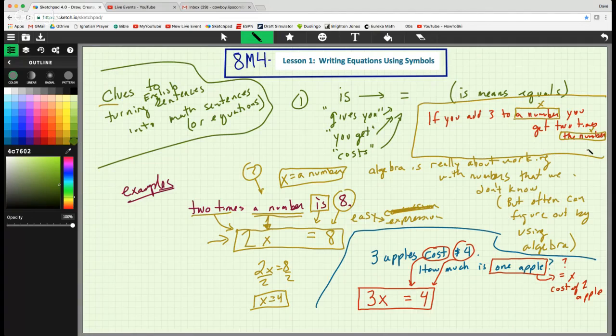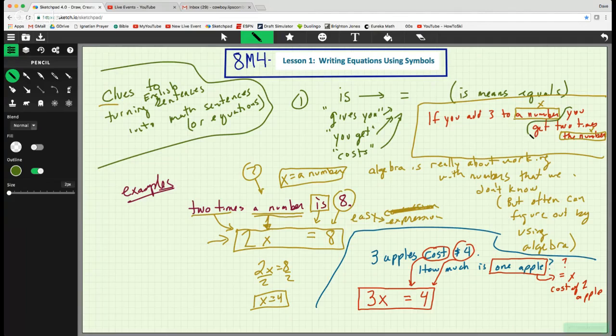You get is our equal sign, right? So, you get is an equal sign. So this is our equal sign. On the left, you get if you add 3 to a number, so that's 3 plus x. You get equals 2 times the number. Well, that's 2x. And you have an equation. So that's the idea of you get. We're going to keep doing more of these, so hang in there. Let's move on and get some more tips.